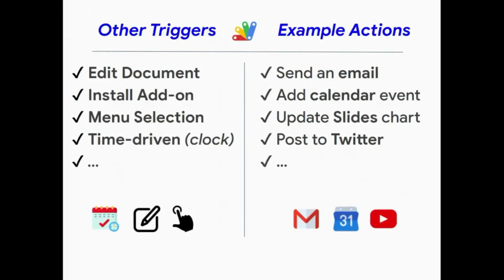In addition to the onOpen function for the simple trigger and the form submit installable trigger, there are other types of triggers that AppScript can have, depending on what type of operation you're performing. So there are triggers for editing documents, installing add-ons, selecting menu options, which we'll see in our workflow. And you can even have time-driven clock triggers. And then depending upon the type of trigger that fires, AppScript can perform a number of actions, such as sending email, adding calendar events, updating slides, etc.